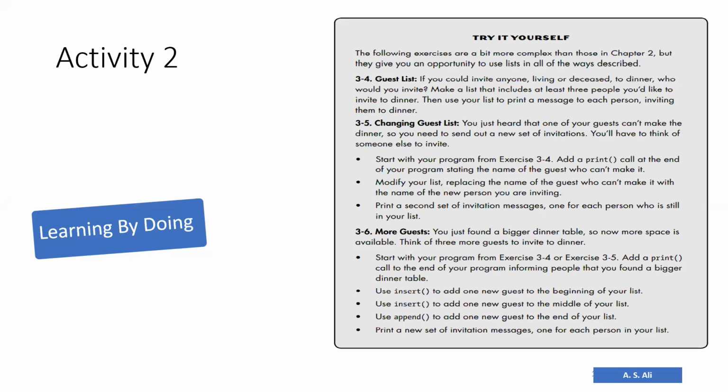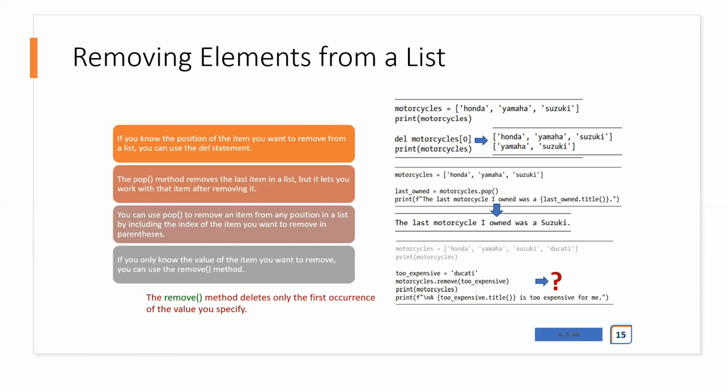Okay, explain the remove again. All right. Okay, so look at it here. Initially, we have Honda, Yamaha, Suzuki, and Ducati in our list. And we want to remove Ducati from the list. So I can say motorcycles dot remove. I will open bracket and close. I will put Ducati.